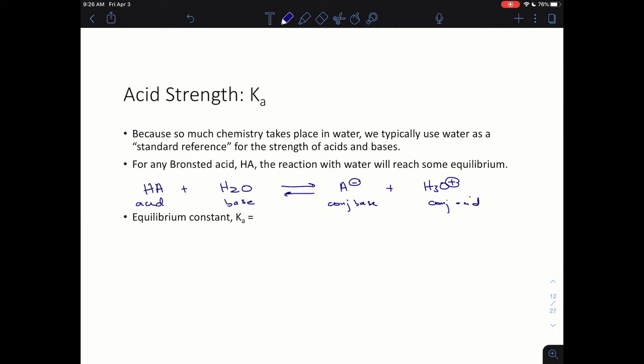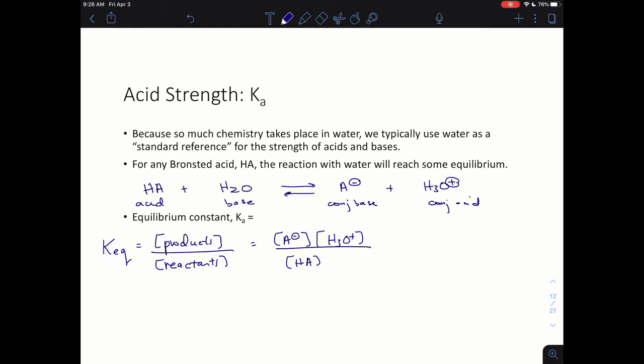Now, this reaction will reach some equilibrium, and we know that the equilibrium constant for any reaction is the concentration of the products over the concentration of the reactants. In this case, the products are A-, the conjugate base of HA, and hydronium, the conjugate acid of water. The reactants are HA and water.